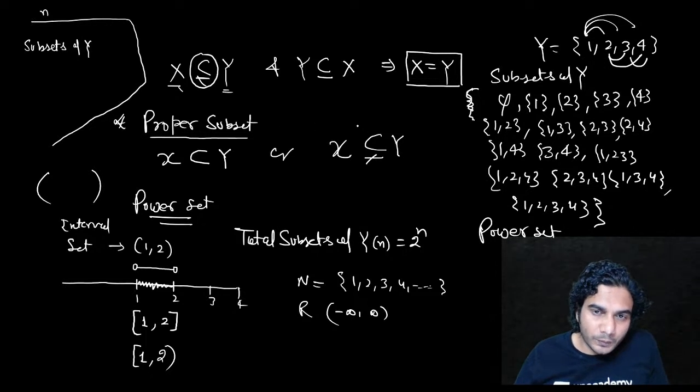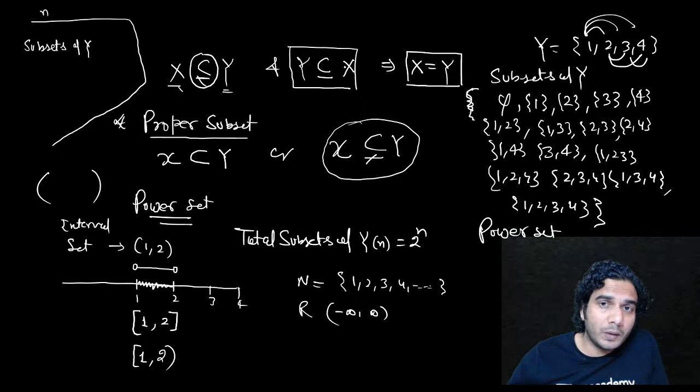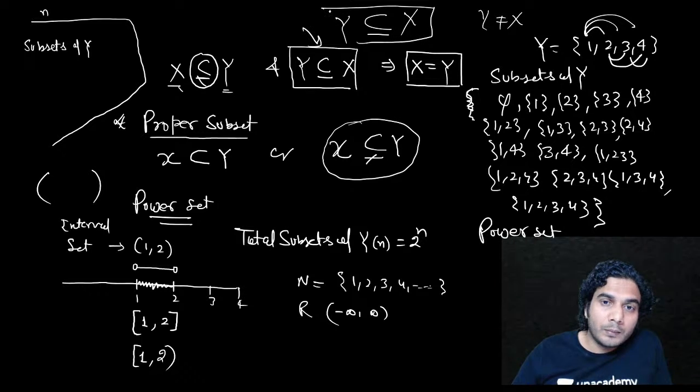No, this is not used for both the cases. If you have crossed it, that means x is not equal to y. This you can use for both the cases. Even if you know that y is not equal to x, then also you can use this symbol, the subset symbol. But you know that if y is equal to x, then you can't use the other symbol, okay?